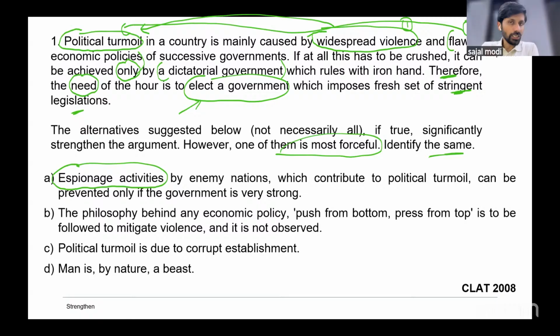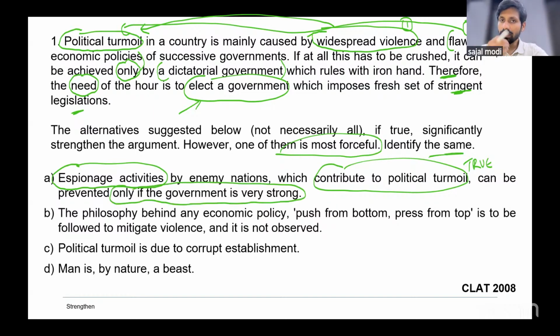So whatever is given in the option statement, we take it to be true. We are assuming this is true, and then checking whether it strengthens the author's conclusion. So it says there's one more thing that contributes to political turmoil. Even to prevent that, a strong government is necessary.